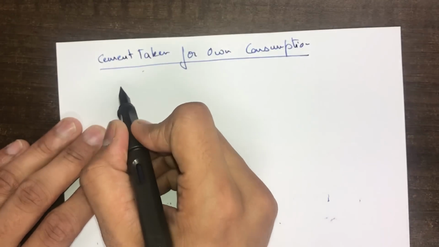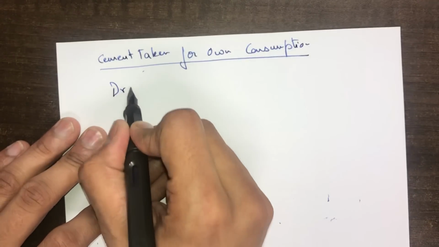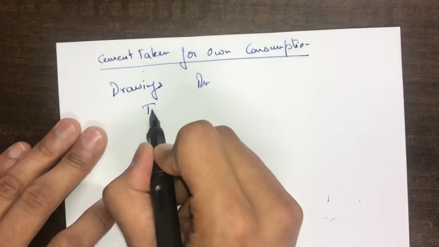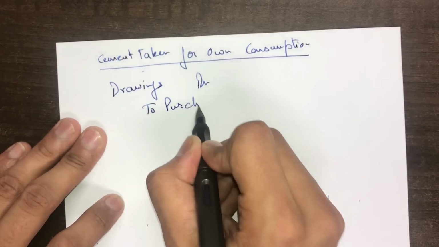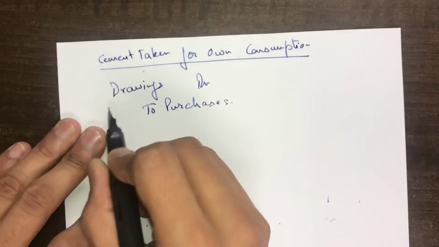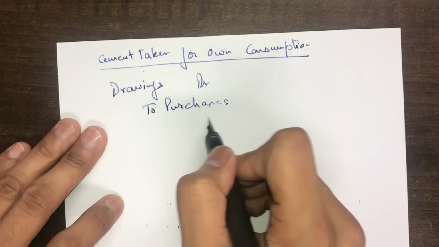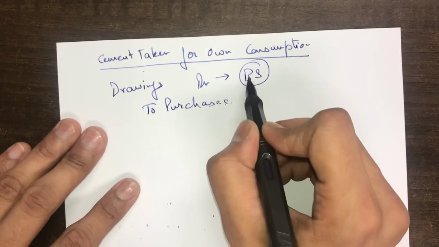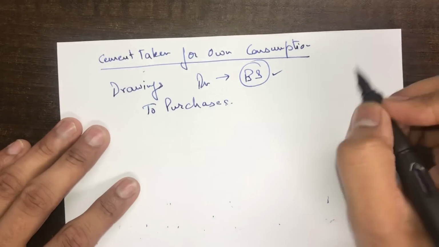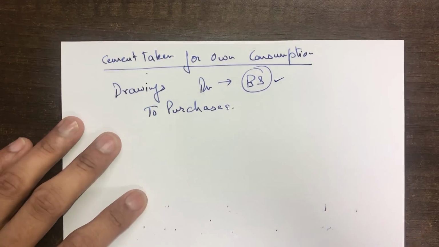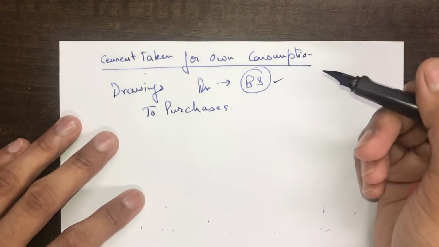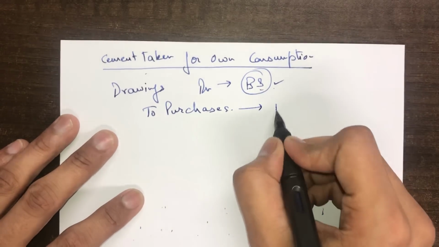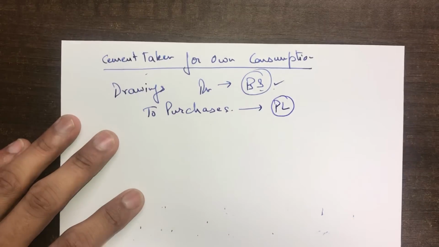Now let me first tell you what is the entry for drawings. Entry for drawings should be drawings account debit to purchases. This account is a balance sheet account which will go on to reduce the share capital of the business or the share capital of the shareholders. This is a drawings account which is a balance sheet item. This is a profit and loss item.